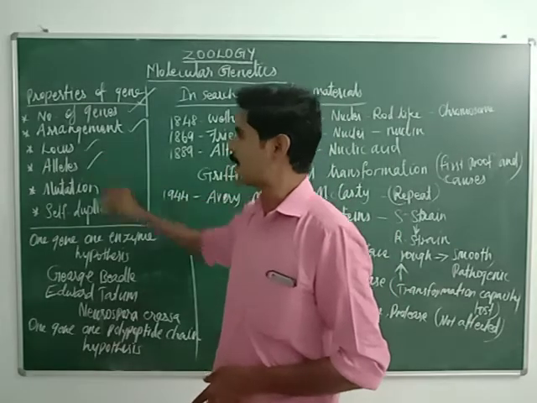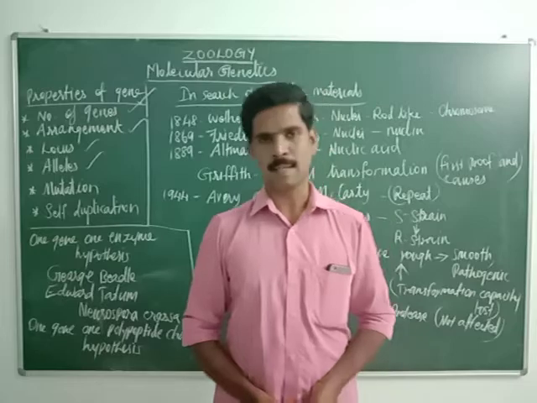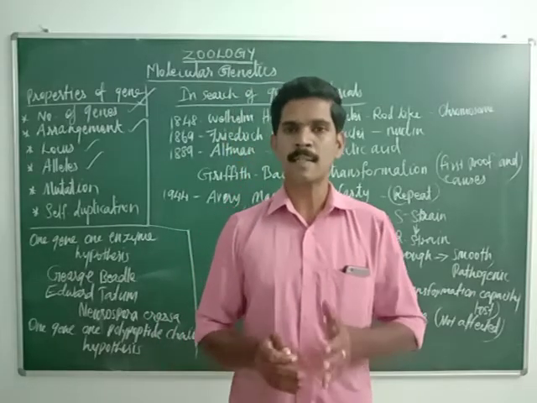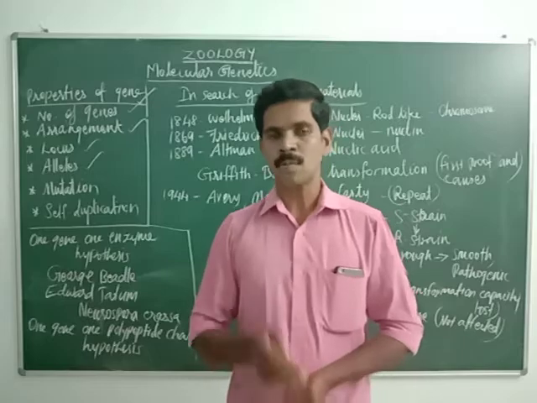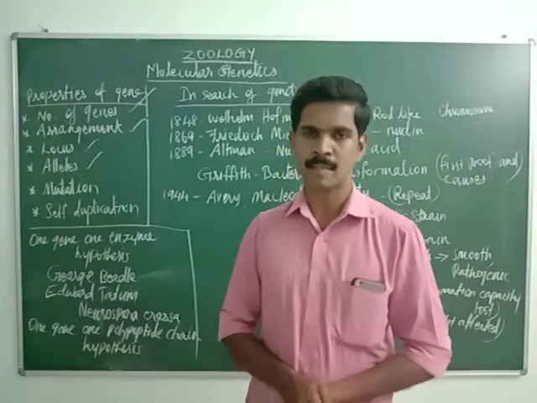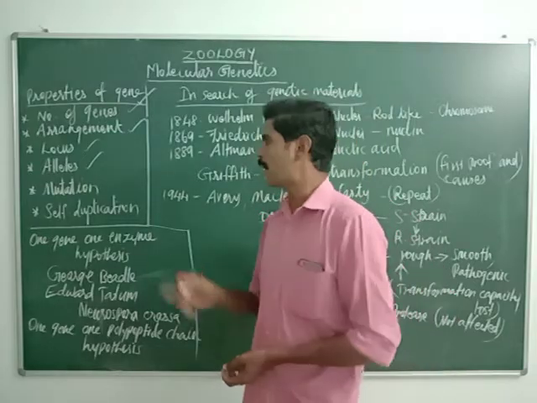The fourth one is alleles. The next property of the gene is alleles. Alleles means the genes always express in an alternative form. So this alternative form of a gene is called an allele. The alternative forms of the gene are called alleles.